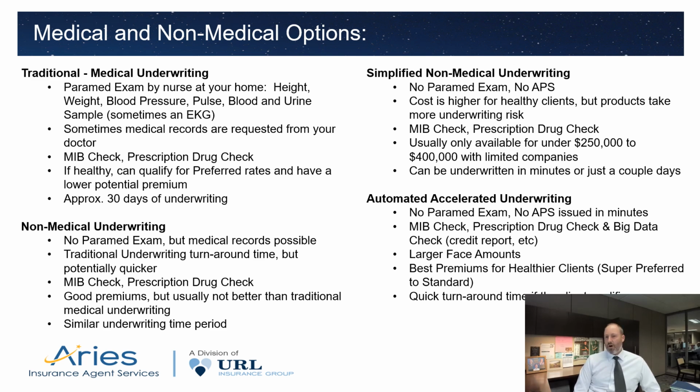Then lastly, you have automated accelerated underwriting, where there are no paramed exams and no APSs. Policies are issued in minutes. There's an MIB check, a prescription drug check, and there are also big data checks, credit reports, etc. done. You can do larger face amounts and get the best premiums for healthy clients. You can do super preferred through standard rates here, and it's a very quick turnaround for those who can qualify.